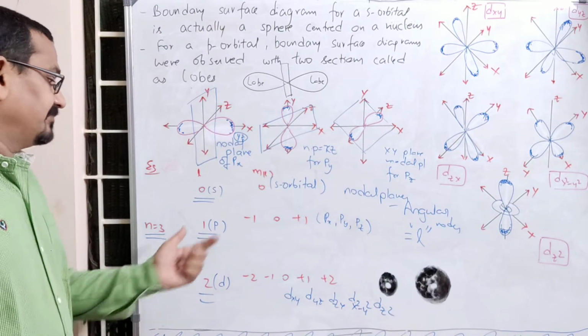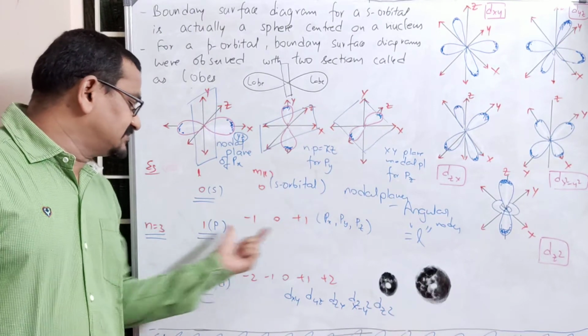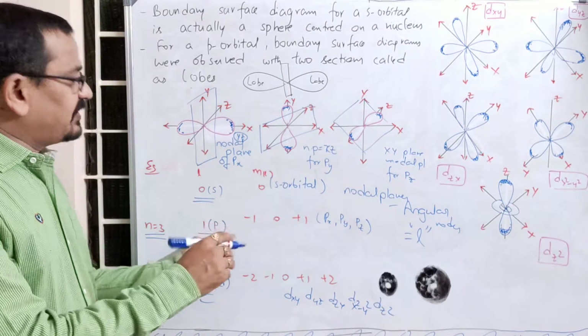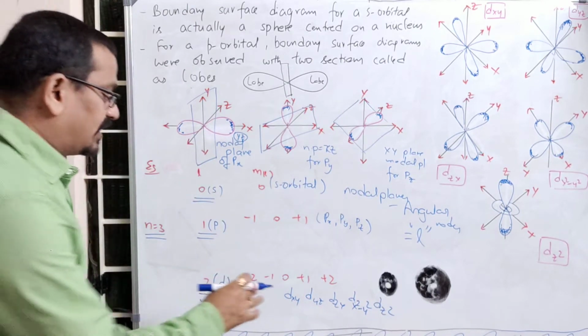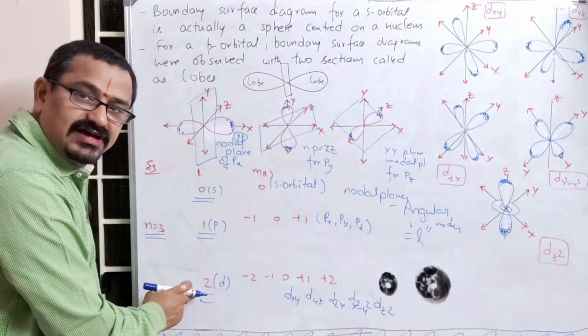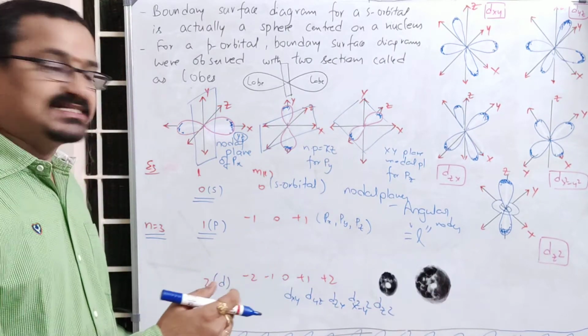Suppose for this azimuthal quantum number, what is the azimuthal quantum number for a p orbital? It is 1. So every p orbital has one nodal plane. What is the azimuthal quantum number for any d orbital? For any d orbital, the azimuthal quantum number value is 2. So its number of nodal planes is 2.